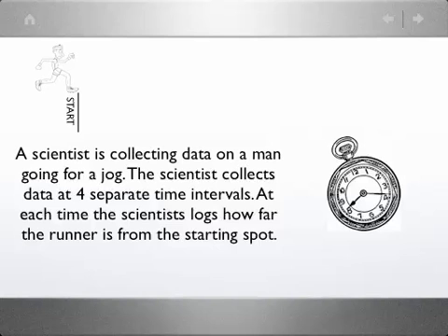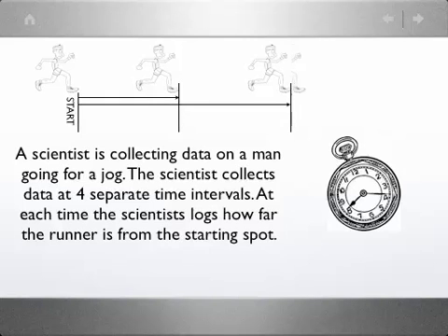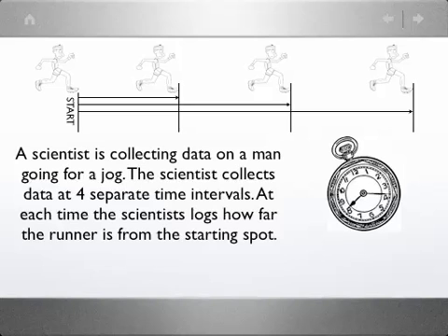Let's take a look at a specific experiment here. We have a scientist collecting data on a man who's going for a jog. The scientist collects data at 4 separate time intervals and then measures the distance that the runner has traveled once he's reached each one of those time intervals. You'll notice the picture above is sort of like a snapshot or a comic strip of our runner as he makes his way through the time.